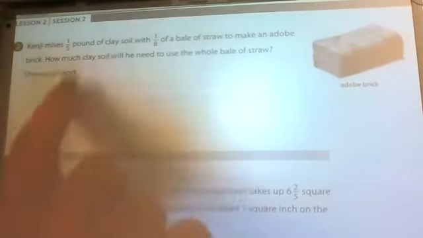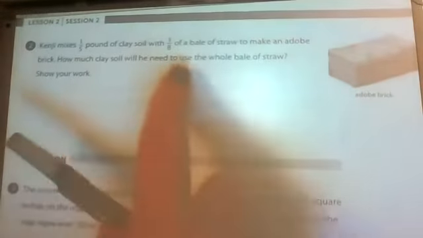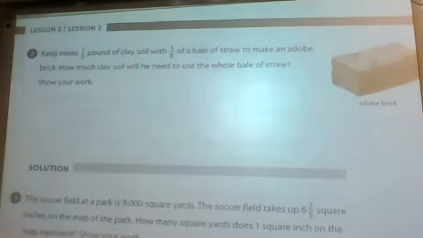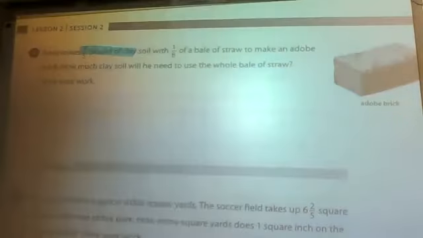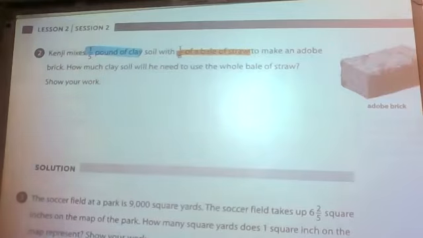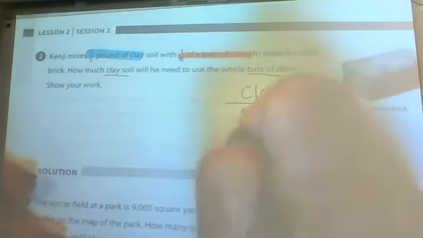Moving on. Page 42, number 2. Kenji mixes 1/5 pound of clay soil with 1/8 of a bale of straw to make adobe brick. How much clay soil will he need to make the whole bale of straw? Okay, so let's go through this again. Right now, he mixes 1/5 pound of clay with 1/8 bale of straw. Here's the question: how much clay per bale? Clay per bale of straw.